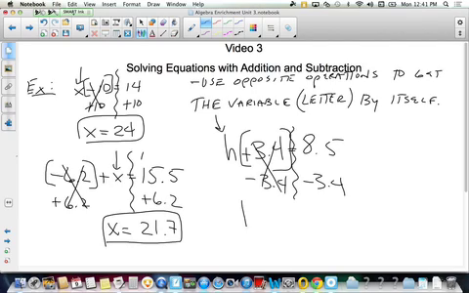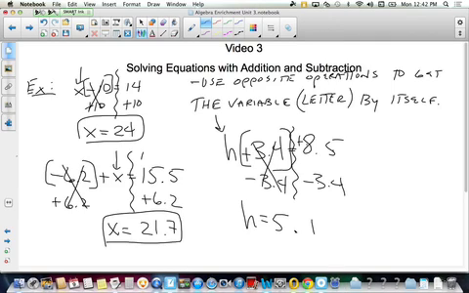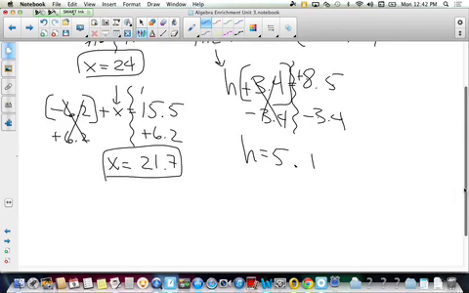It cancels here. So we subtract: 5 minus 1 is 4, 8 minus 3 is 5. I get 5.1. Okay, 5.1, because I subtracted them since they had different signs. This was a positive 8.5 and a negative 3.4. So I subtract them. The 8.5 is bigger, so I take its sign. Okay, let's do a couple more.